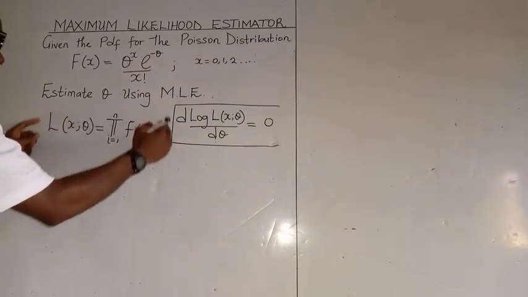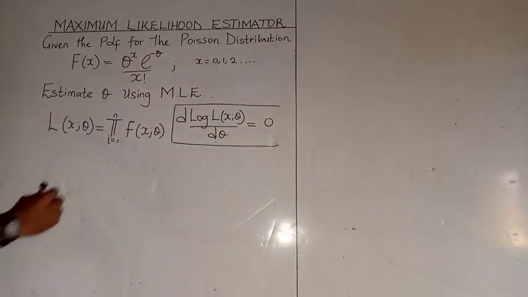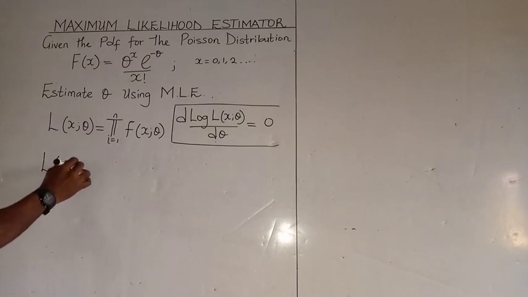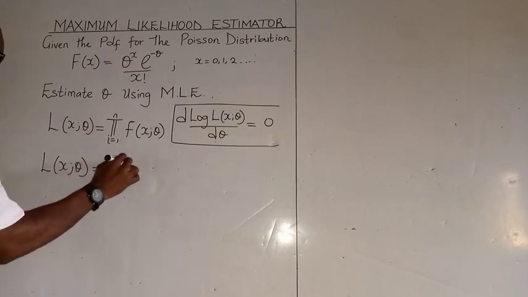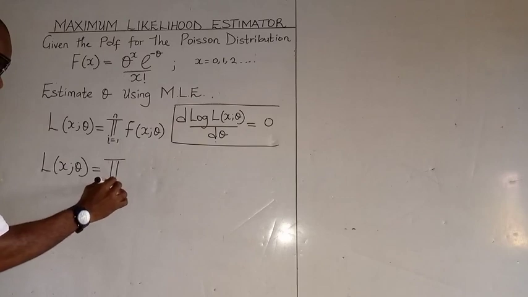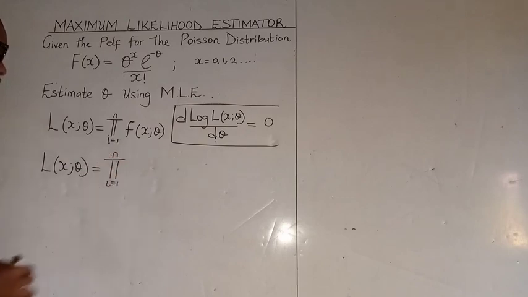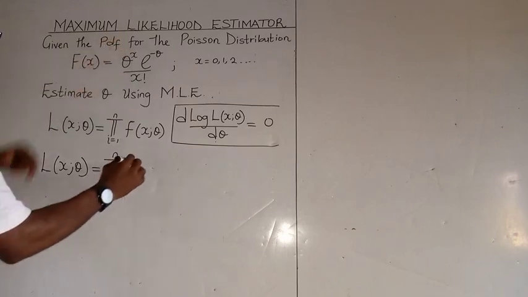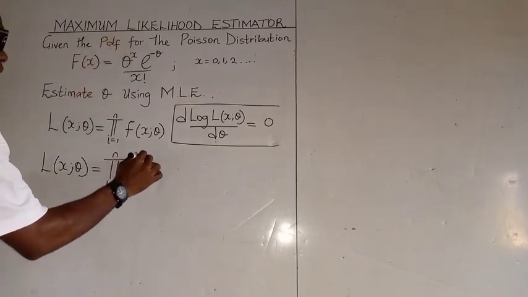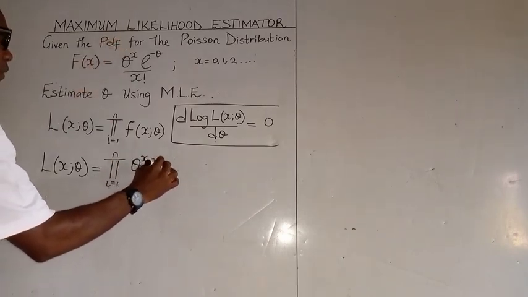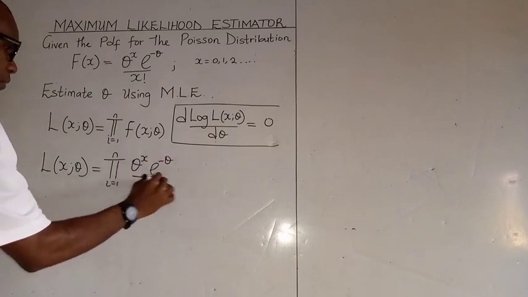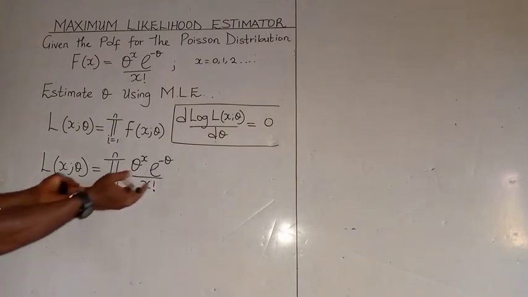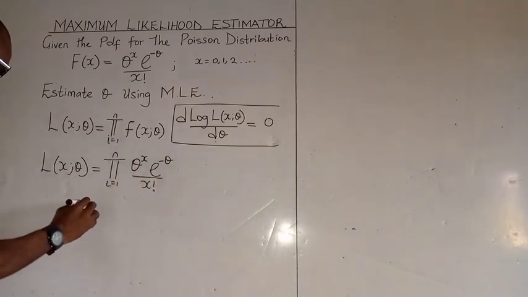So this is the likelihood function. All we do is just to put it down this way. This sign, like I said, means products. So we take the product of this function. This function is the Poisson distribution. If you spread this out, we get something like this.